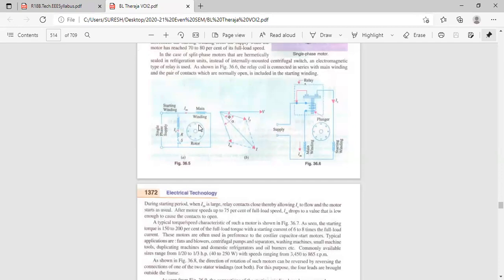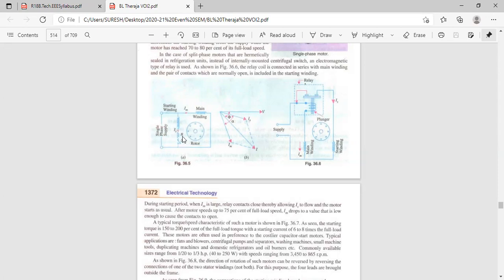Once the rotor speed reaches 70% of the rated speed, there is no necessity of the starting winding. Why? There is no need of torque. Actually, it is running. When it is running, there is no need of torque. The starting winding is meant to provide the torque to this rotor. Why torque is needed? We'll see.